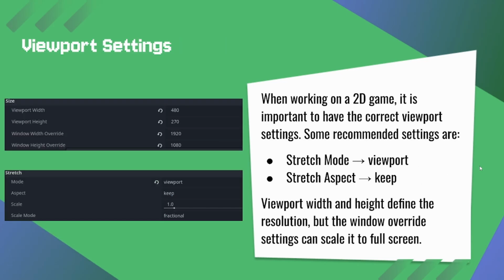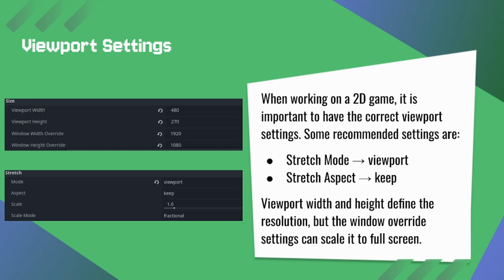Alright. One quick thing about viewport settings. When working on a 2D game, it's important to have the correct viewport settings. This will change how your game looks and how its resolution is. Some recommended settings are to set your stretch mode to viewport and your stretch aspect to keep. These will make sure that your pixel art looks correct and not blurry.